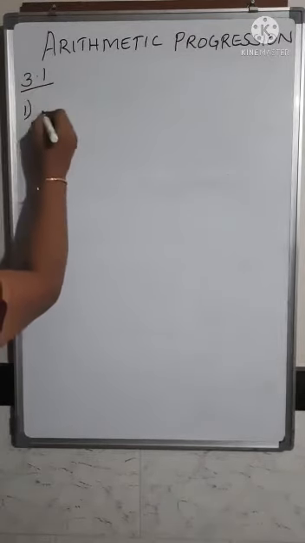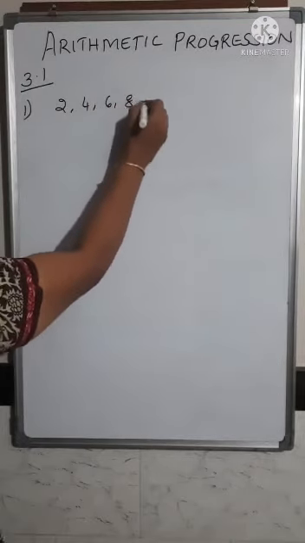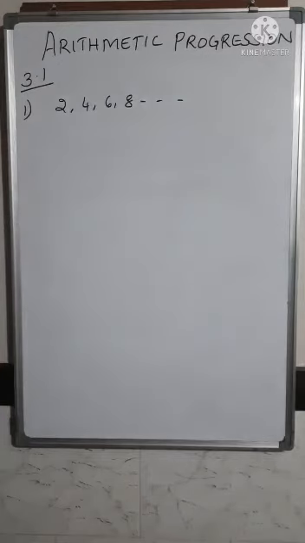3.1, the first problem. They are given 2, 4, 6, 8. So this is the given sequence. You have to find out whether it is an AP or not. For that, you have to write down the terms of the AP. After writing down the terms, find out the common difference. If the common difference is the same, then you can write it is an AP. If it is not the same, you can write it is not an AP.